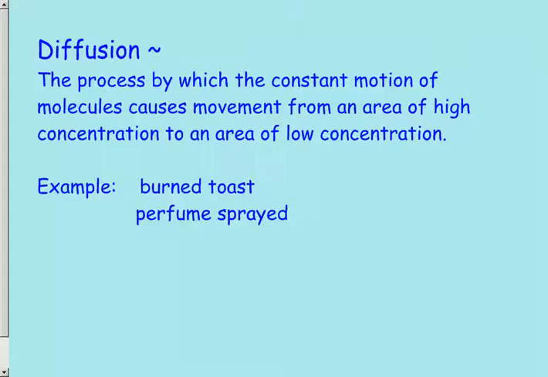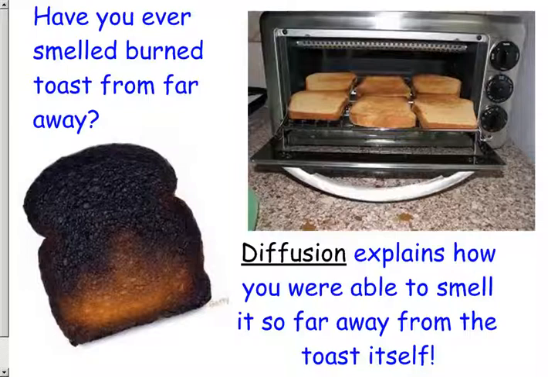So let's get technical. When you look up the definition of diffusion, it says the process by which the constant motion of molecules causes movement from an area of high concentration to an area of low concentration, like burned toast or perfume spray. Think about it. Have you ever smelled burned toast from really far away? You didn't even know someone was cooking burned toast, but suddenly you knew it. You knew they were cooking toast. You knew they burned it. Well, diffusion actually explains how you were able to smell it from so far away.